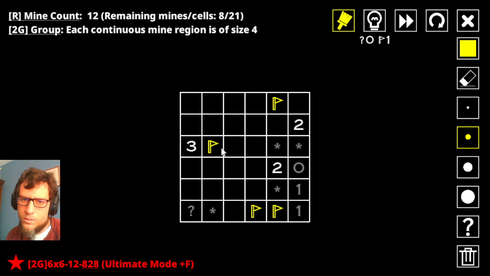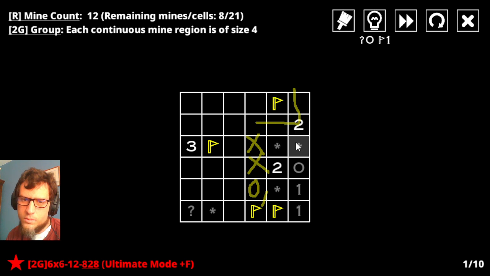And now, what is required to be mine? Well, I suppose if that isn't, then we have... Yeah, okay, that's not possible. Is it? Yeah, okay, so that has to be mine. If that's a 3, then that's also mine. Oh, that just does this. This group is complete. So all of those are out.